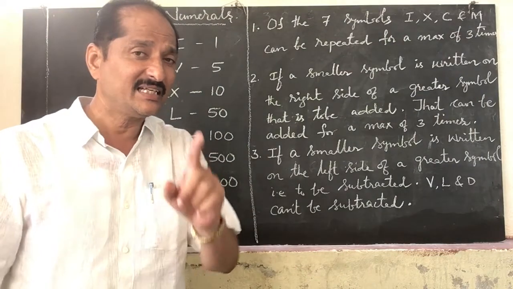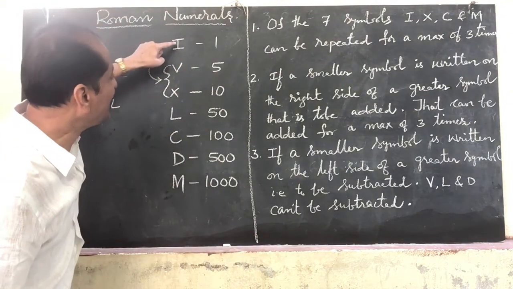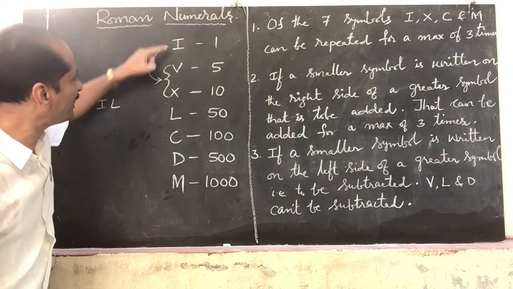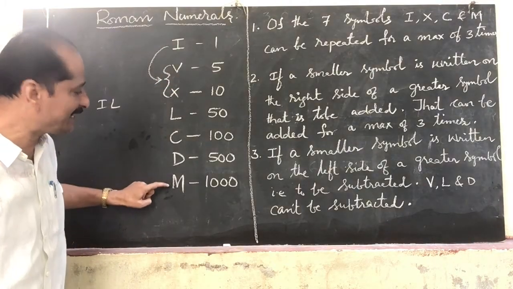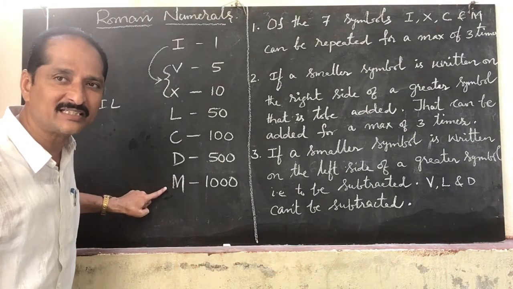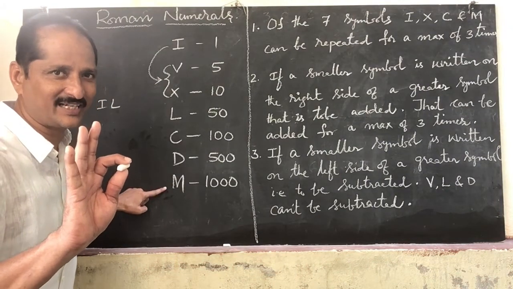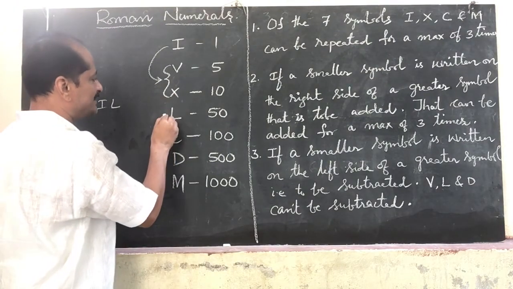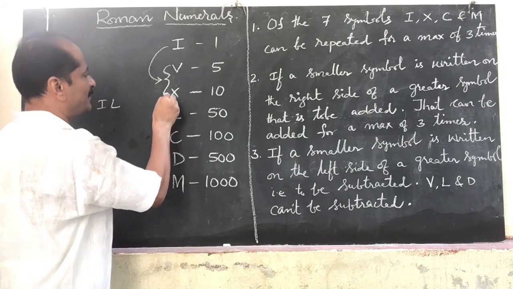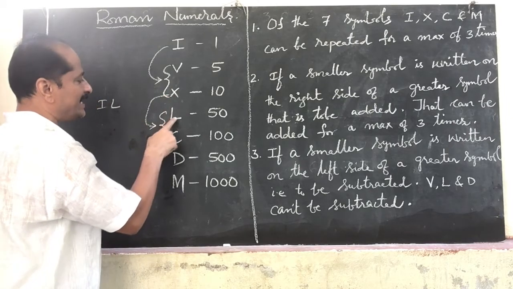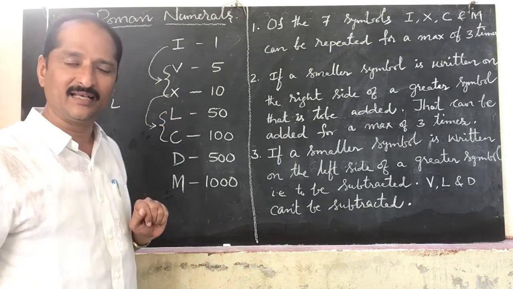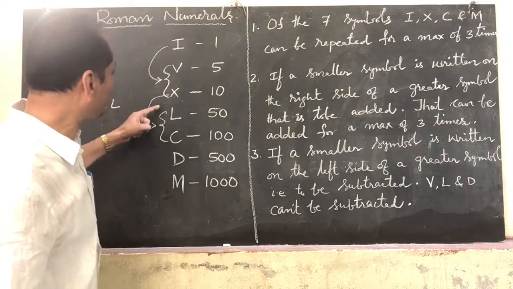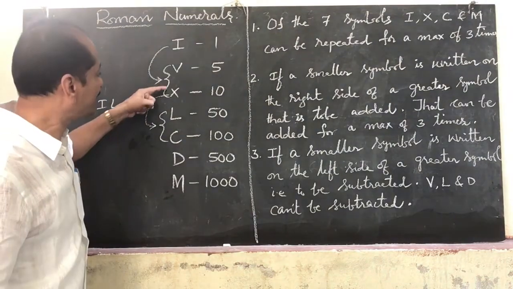Why? Because here, one more rule he is telling, I can be subtracted only from V and X. It should not come up to here, or it should not come up to here. Or for writing 999, 1000 minus 1, no, we should not use like that. Next, in the same way, X can be subtracted from L and C only. We can't subtract X from 500 or X from 1000.